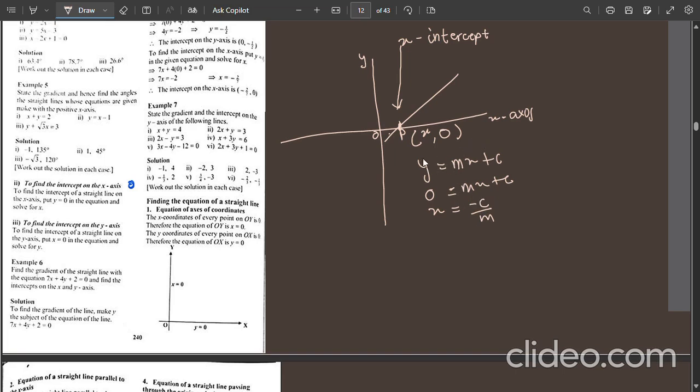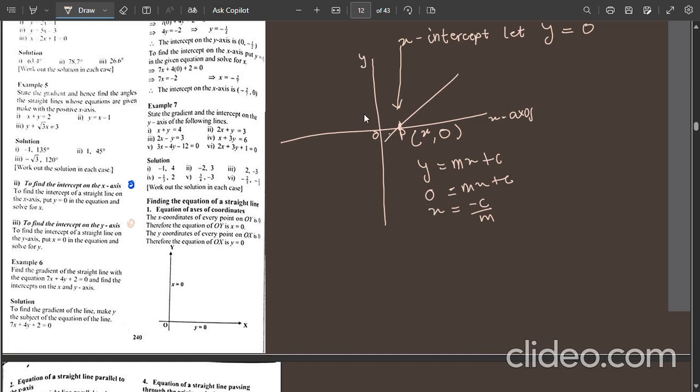So you don't need to memorize these formulas. All you have to do is to make y equal to 0. So for x-intercept, let y be equal to 0. Same applies to y-intercept.